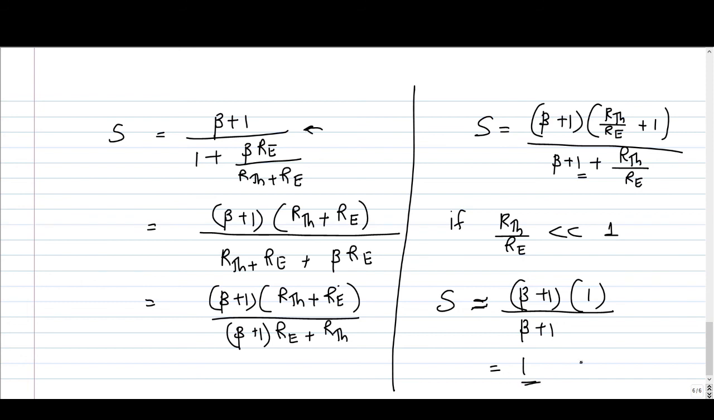1 is the minimum stability factor that is possible. So by voltage divider biasing arrangement, you can get a very good stability factor. A low value of S indicates a very good stability against temperature variations. Okay, so that is how we derive the stability factor for voltage divider biasing.